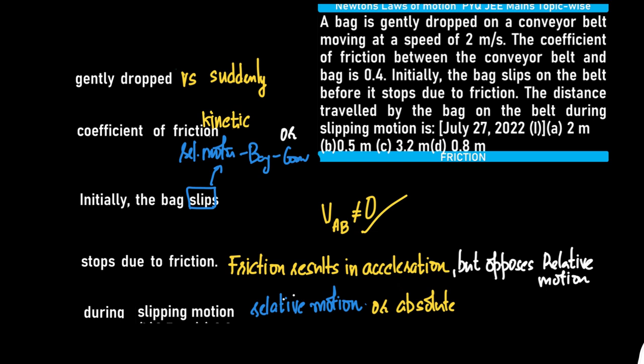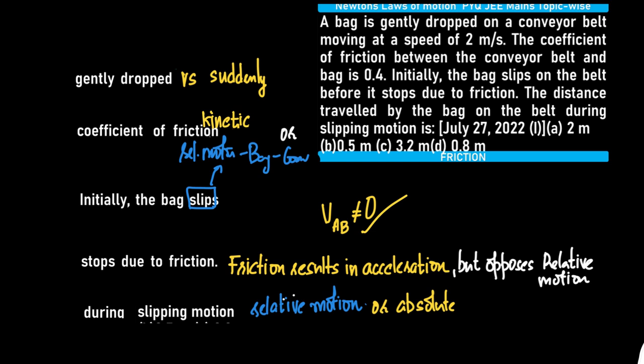Okay, usually what is the case? Yes, we know that friction is a retarding force. But here in this example, we'll come to know that friction is actually resulting in acceleration of the body rather than retarding. But having said that, we also need to say that although it is resulting in acceleration, it will definitely oppose the relative motion.